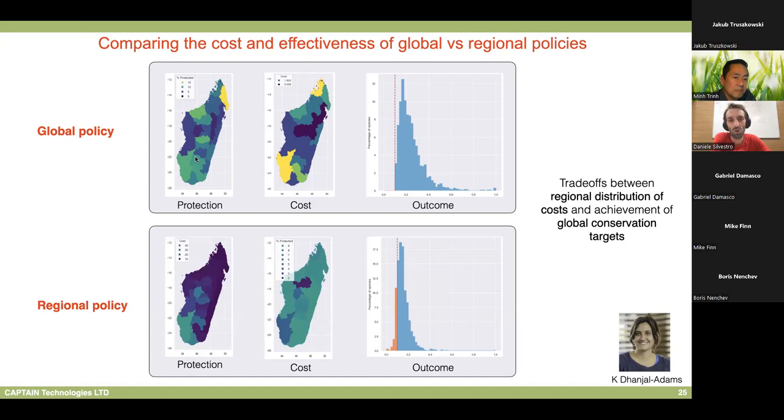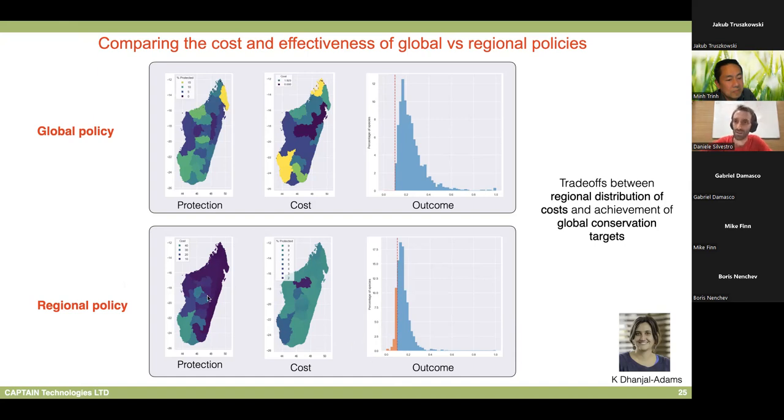So we are now starting to compare the trade-offs between applying, instead of a global policy, a regional policy, and the results that we get from a regional policy where the costs are distributed much more uniformly across the area, and also the amount of protected area is distributed more uniformly. So we're trying to figure out how this affects the final outcome. So the global target is still to protect all the species at 10% of their range. But we see that if we constrain the policy to regional boundaries, then we lose some of the species. So we are not able to protect all the species as well.